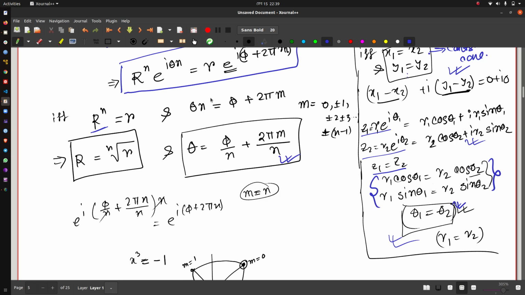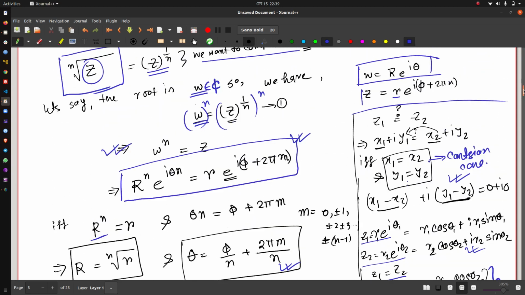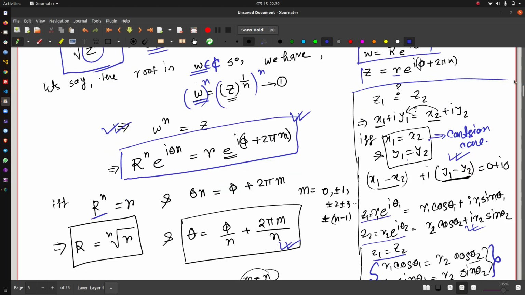Now, since w was what? w was r e to the power i theta, right? We have found r, we have found theta, and hence we have calculated the roots. But there is a little subtlety. That is, n is a fixed thing. n is already given in your question, or n is something you already know. What about m? That can go from 0, plus minus 1, plus minus 2, and so on. Is there a restriction? The answer is yes. You can only go up to n minus 1.